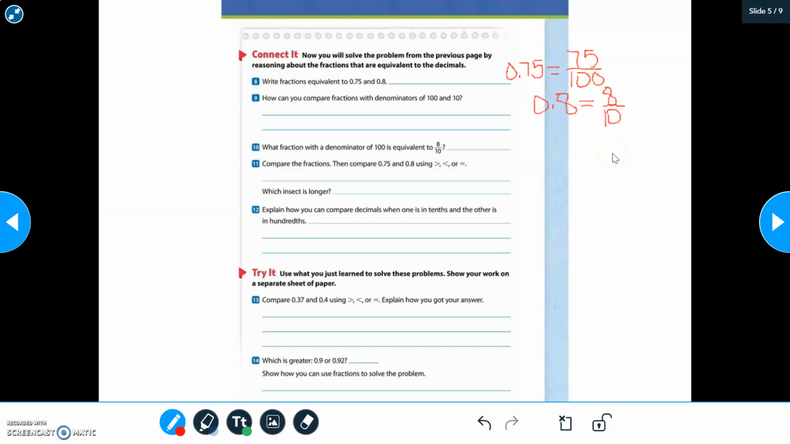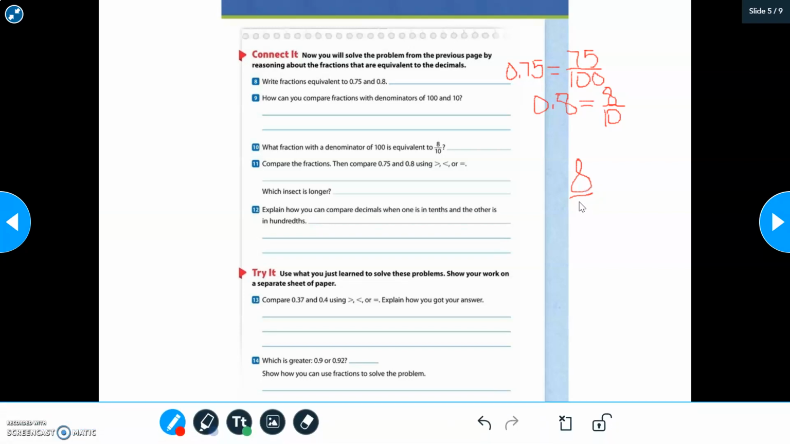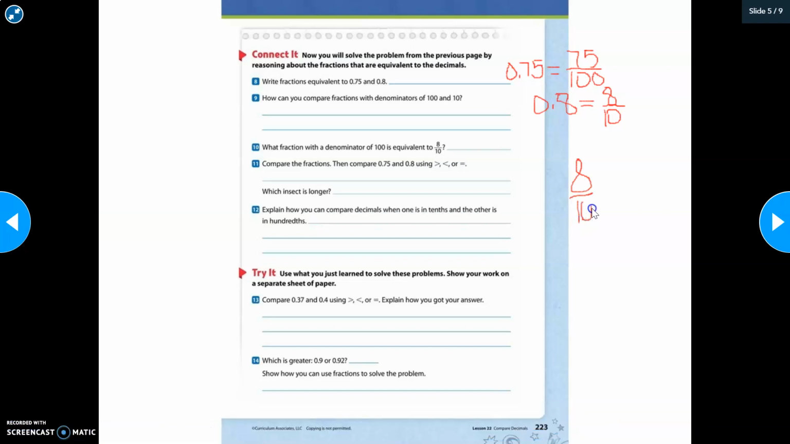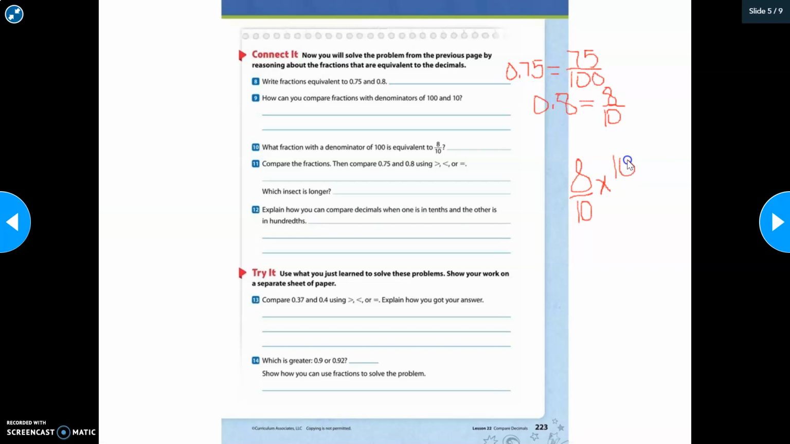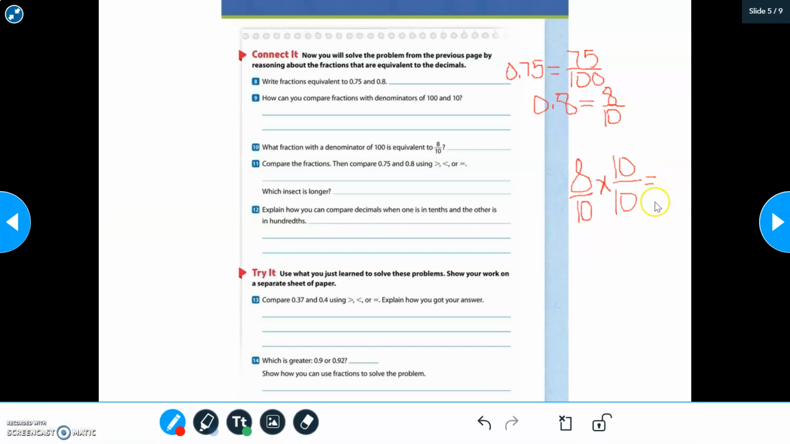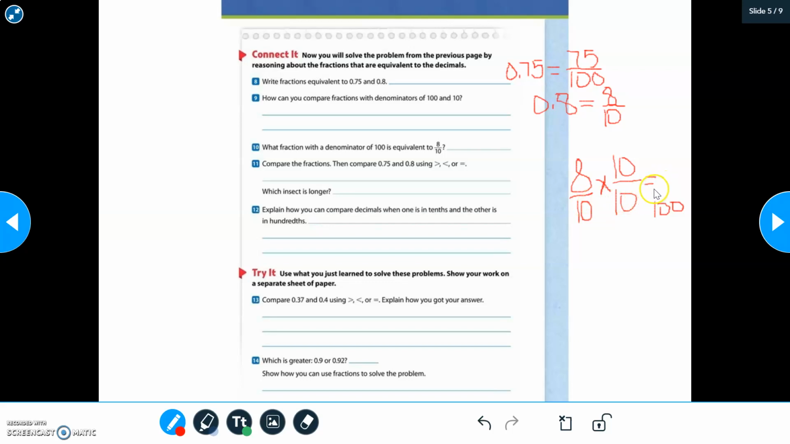And the way you would do that is you will write the fraction 8/10 and you will multiply it by a whole fraction. And the whole fraction that we will multiply by will be 10/10. And I'm pretty sure you're saying, well, Miss Kendall, why are we multiplying by 10/10? The reason you're multiplying by 10/10 is because 10 times 10 is equal to what? You got it? It's 100. Because we're trying to make our denominator 100. So we know that we can multiply 10 times 10 to get 100.